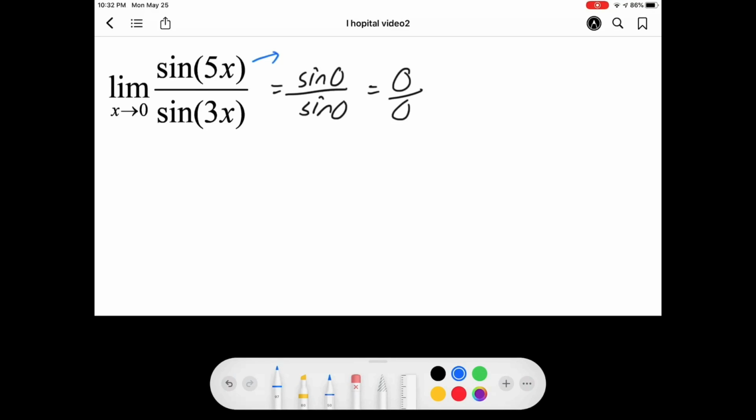Let's find the derivative of the top. So it would be the cosine of 5x times 5 from the chain rule. The derivative of sine 3x is going to be cos 3x times 3 from the chain rule. And now we can write with the derivative of the red and the blue.